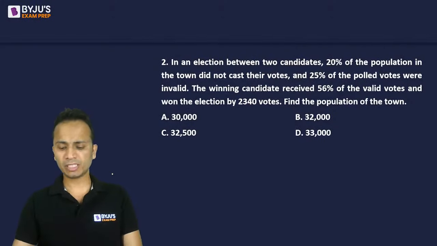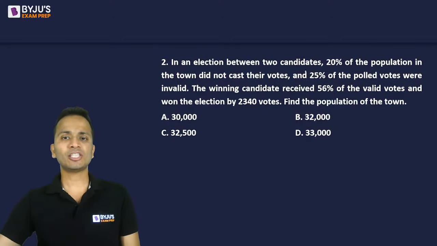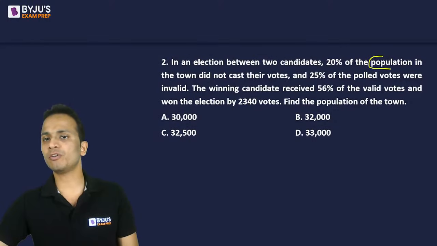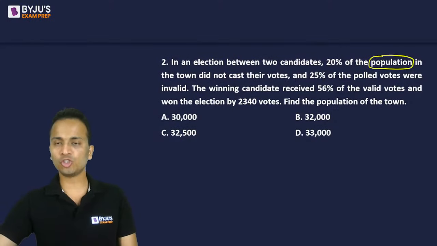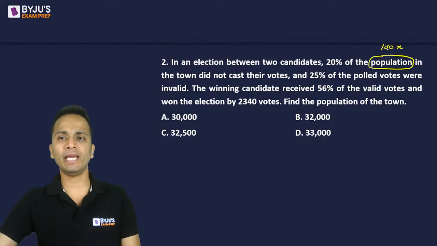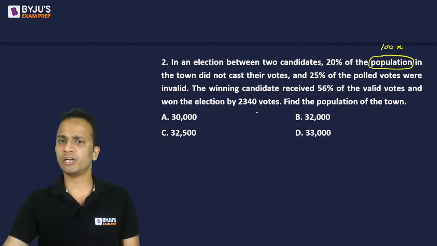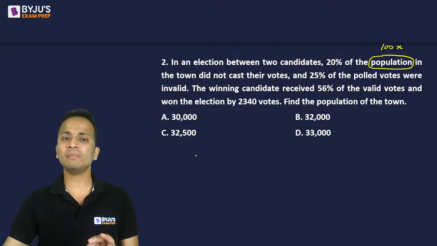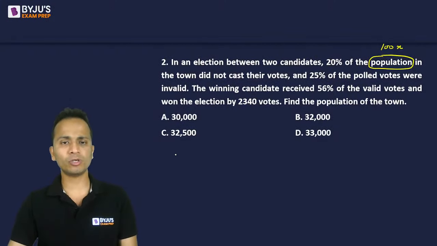Okay, so let me start with the solution very slowly. In an election between two candidates, 20% of the population of the town did not cast the vote. Let us start by assuming a variable for the total population. Generally, I assume it as 100x. So if the total population is 100x, 20% did not cast the vote, which means 80% will cast the vote.